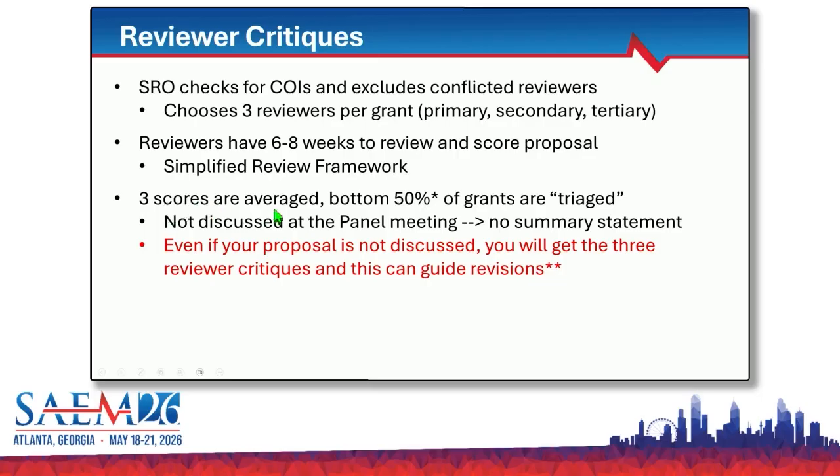The bottom line is the 3 scores are averaged, and then that is used to decide which grants are triaged, meaning they will not get discussed at the actual meeting of the study section, versus which ones will be discussed at the panel meeting. Okay? If you don't get discussed at the panel meeting, you don't get a summary statement from the panel, because you were not discussed. But it is not a total loss.